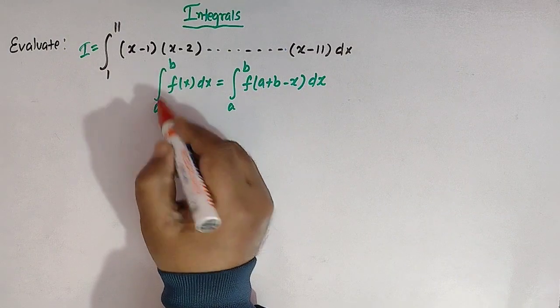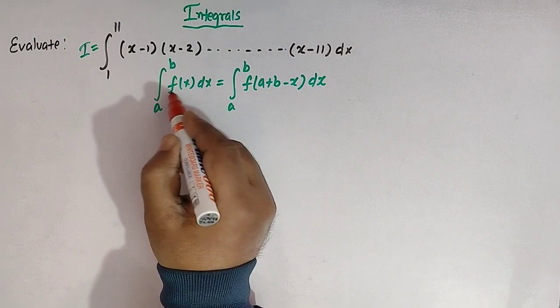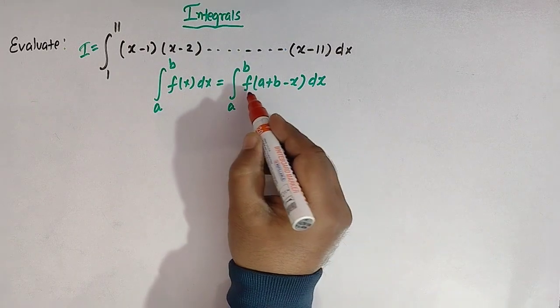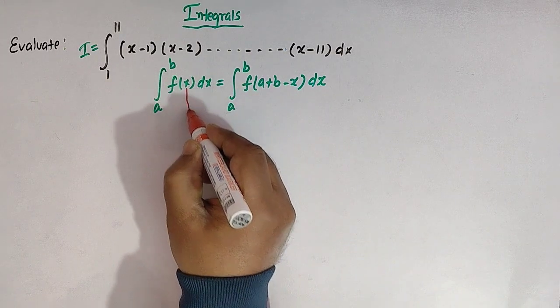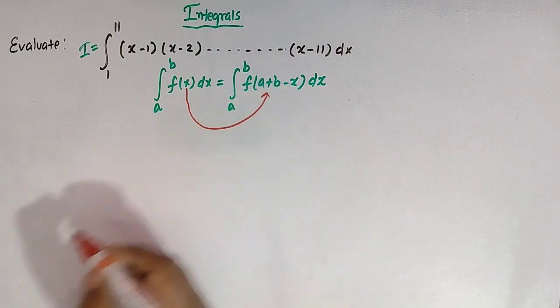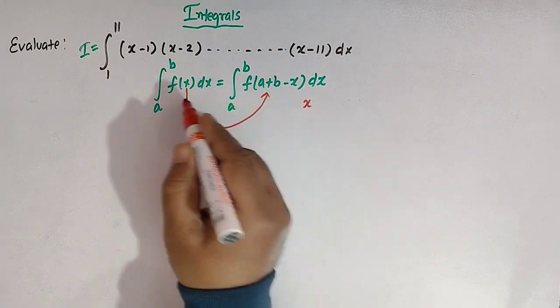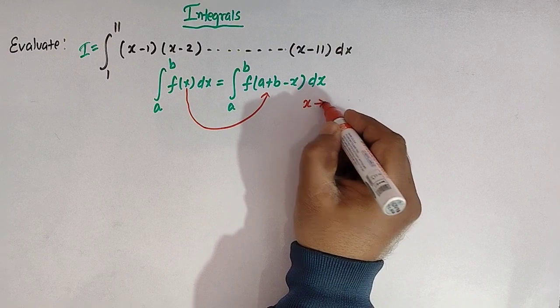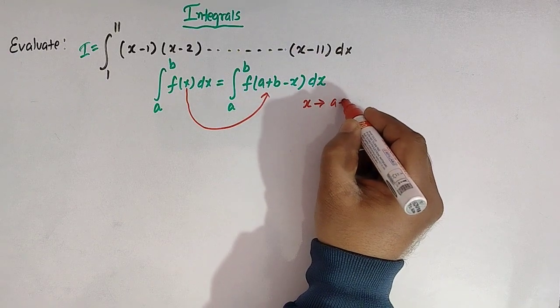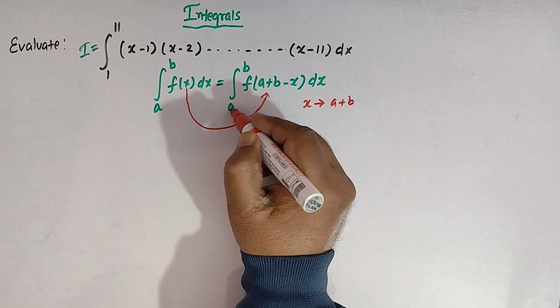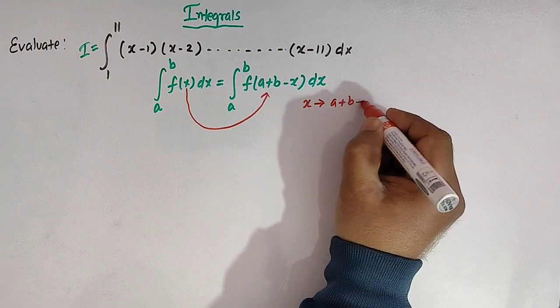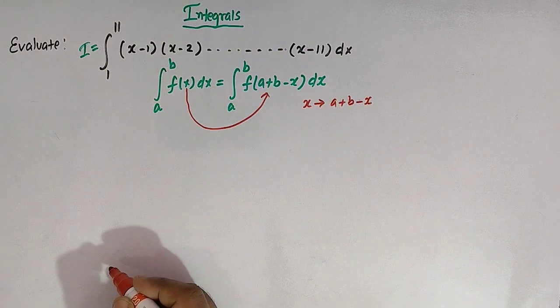So here we have the integral from a to b of f of x dx, and in the next step we replace x by a plus b minus x. So this property simply says that x is replaced by a plus b, which is the sum of the lower limit and upper limit, and then we subtract x.